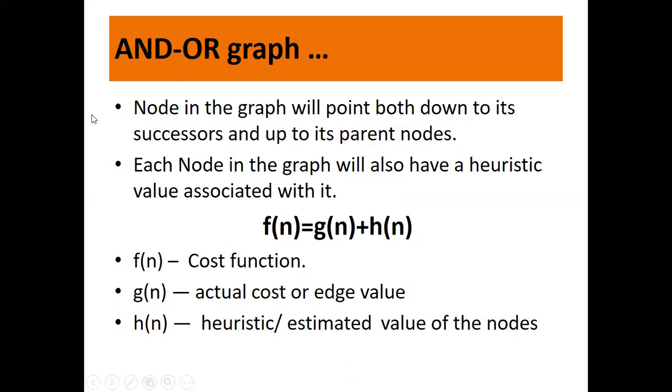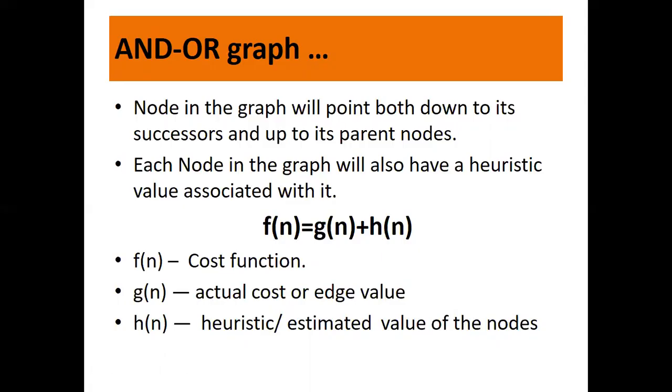So a node in the graph will point both down to its successor and up to its parent node. That means it allows you backtracking. You can go down to the successor and you can move up to your parent node. Each node in the graph will also have a heuristic value associated with it. I said it's an informed search, so by default it has a heuristic value. If you remember, the equation is the same as what we had used in A star, right? Here we say f of n, so this is a cost function. This is the actual cost, or the value we have on the edge, and this is the estimated heuristic value of the node. Same as what we had seen last time.